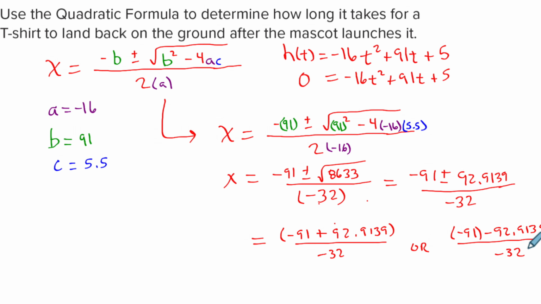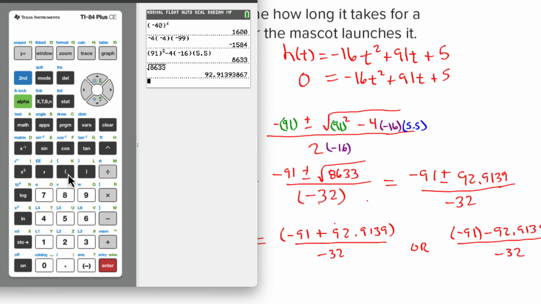So the next big mistake the students will make is, again, they don't use their parentheses. So we put a parentheses, we're going to do negative 91, and then we're going to add to it this number up here. I'm just going to scroll up and get it. I don't have to retype it. And then I'm going to close my parentheses and divide it by negative 32, right? So I'm doing the whole numerator.